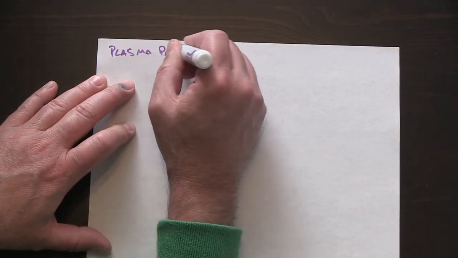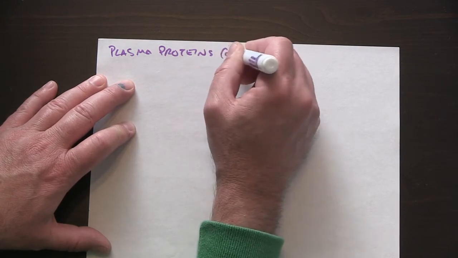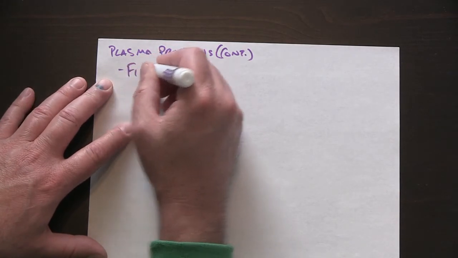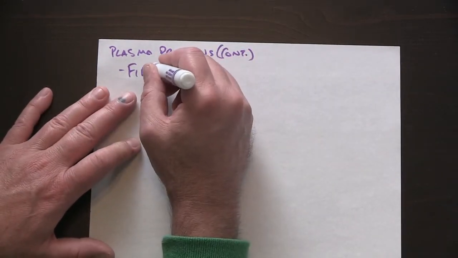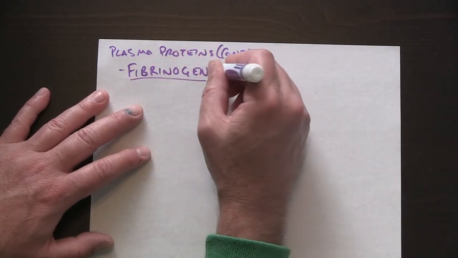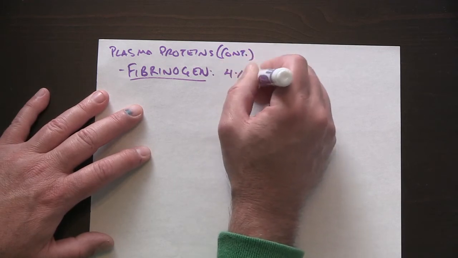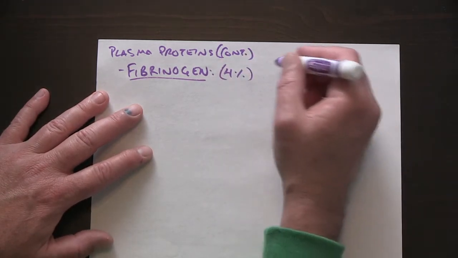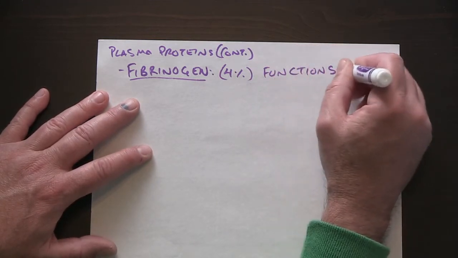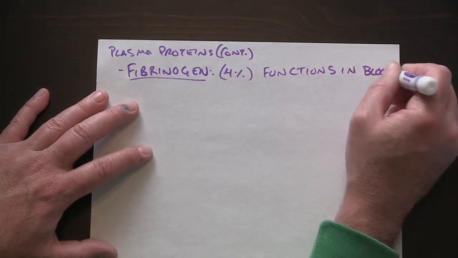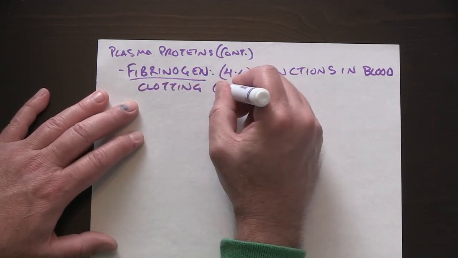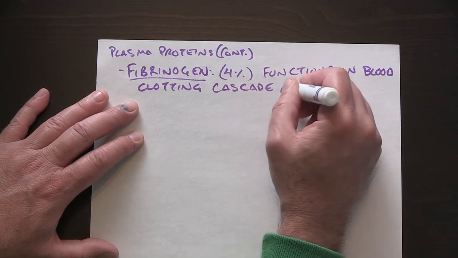Plasma protein, continued. Fibrinogen. This makes up about 4% of the plasma proteins. And as you'll see here in a minute or so, it's part of the blood clotting cascade or process.